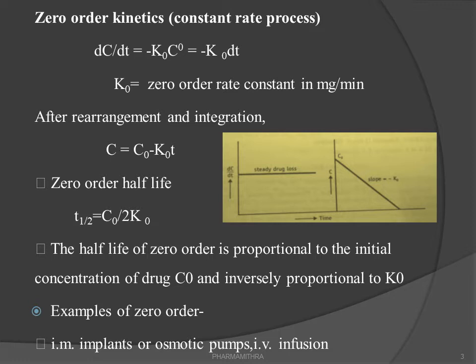For every order we want to know the examples, because in some exams the examples are asked, whether it is zero order, first order, like that. So not only the equation but also the examples of zero order. The examples of zero order include the metabolism of protein, drug binding, as well as the administration of a drug as a constant rate IV infusion, as well as controlled drug delivery systems such as IM implants, osmotic pump, etc. These will come under zero order kinetics.